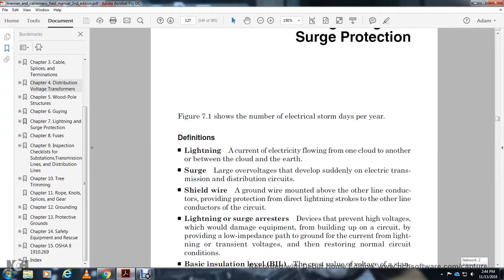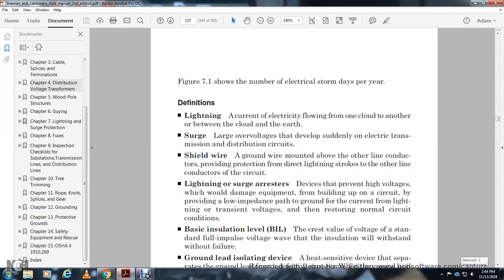Lightning and surge arrester devices prevent high voltage from damaging the building circuit by providing a low impedance path to ground for the lightning current, and restoring the normal condition after the transient voltage. The basic insulation level, BIL, is the crest value of the voltage of the full impulse voltage wave that the insulation can stand without failure.